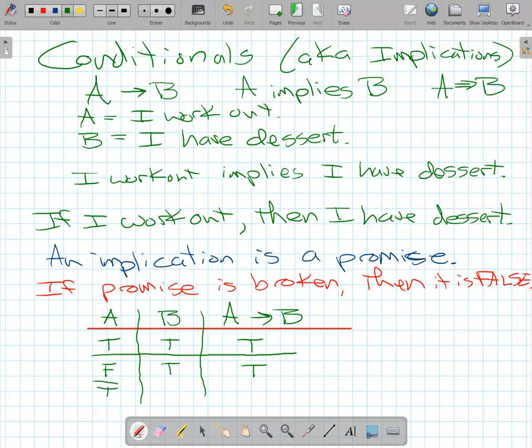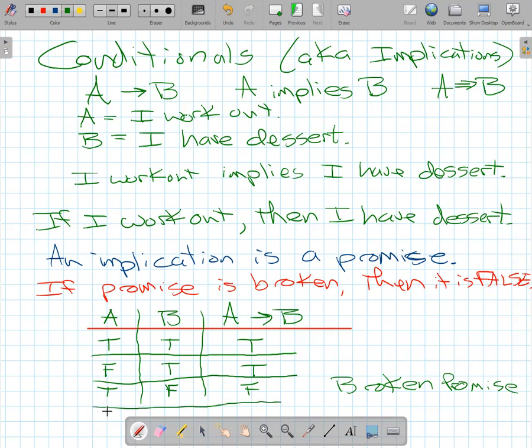Could be A is true and B is false. Okay. I did work out, but I did not get dessert. Promise is now broken, right? Because I promised if I work out, then I have dessert. I promised that. I just broke my promise. Okay, myself is not happy with myself. Broken promise. So this one is false. I'm missing my R there. Promise.